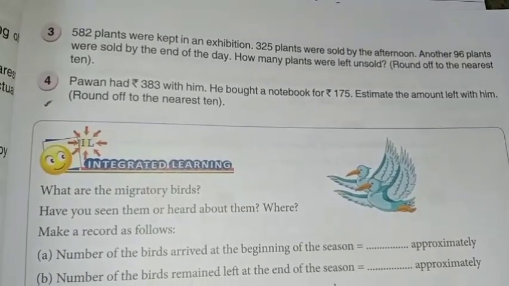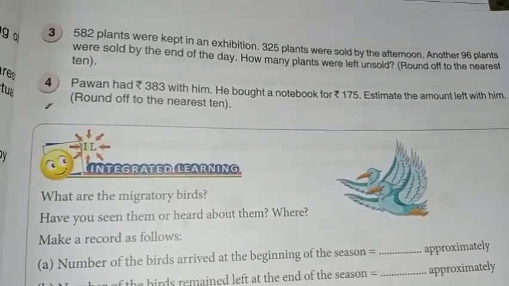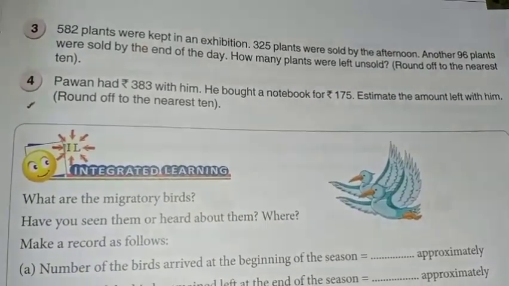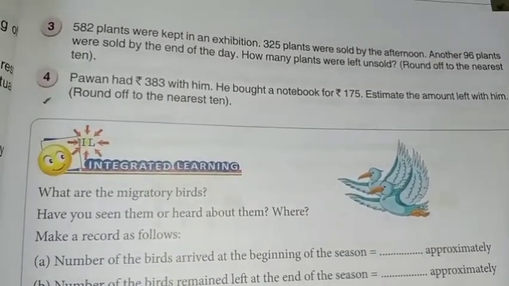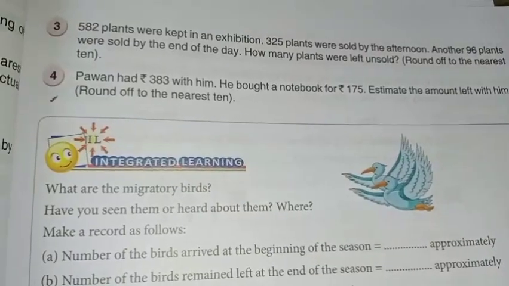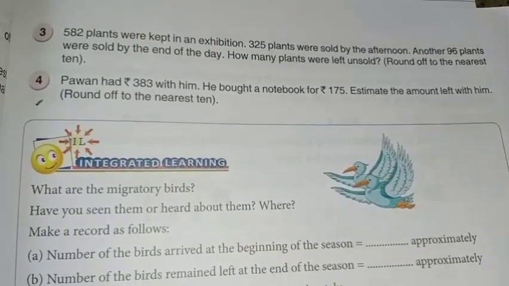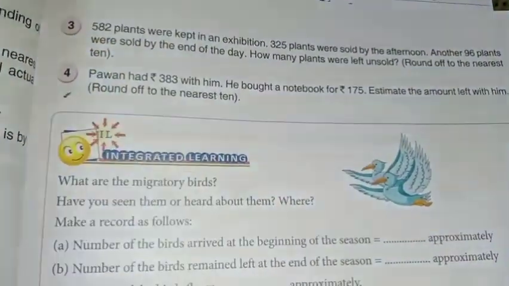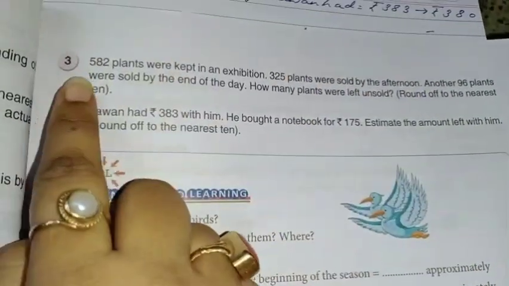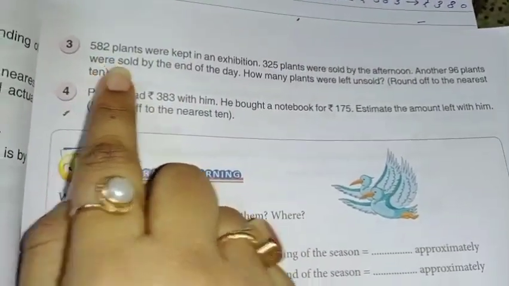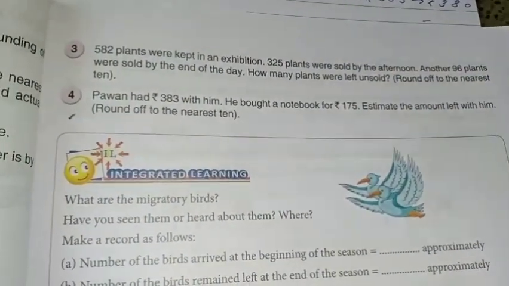By the afternoon, means by 12 o'clock, 325 plants were sold. Another 96 plants were sold by the end of the day. So total how many were sold? 325 plus 96. And total there were 582 plants. Now if you add 325 plus 96 and subtract it from 582, will you get the number of plants left unsold? Yes, you will get it.